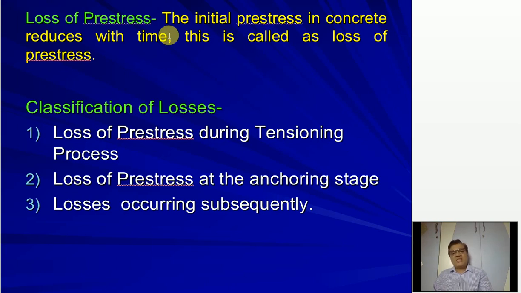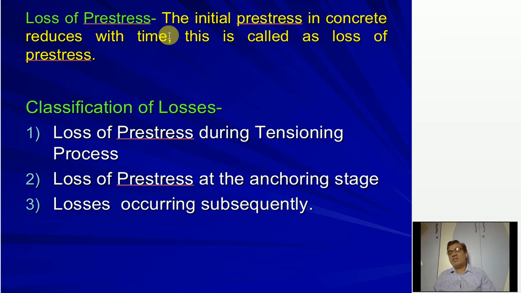Now let's try to classify these losses. This is one type of classification. First type is loss of prestress during the tensioning process. During the tensioning process, that means whenever the wires are tensioned by using a jack, this loss is nothing but loss due to friction, and this loss occurs only in post-tension members. Second one is loss of prestress at the anchoring stage. It is also called anchorage slip loss. And third one is losses occurring subsequently, that means creep, shrinkage and relaxation.